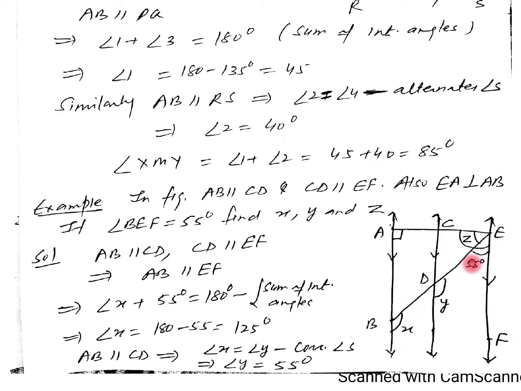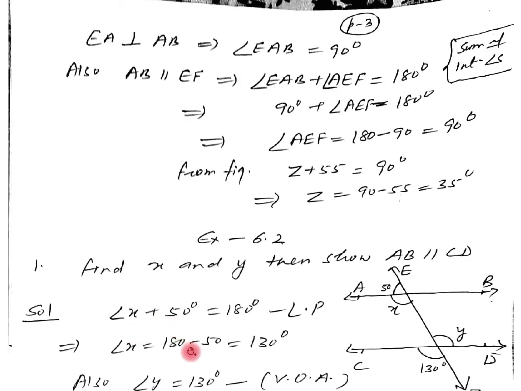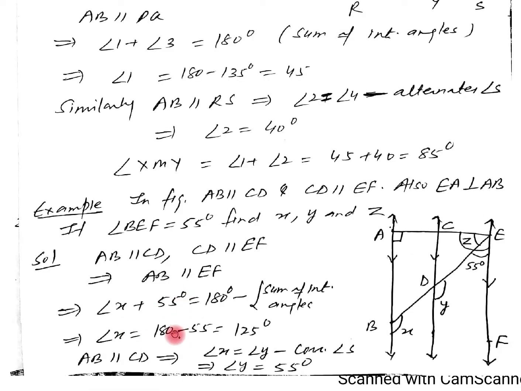Now here AB is parallel to EF. Therefore we can write angle X plus 55 equal to 180 degrees. These are the sum of interior angles. See it again: AB parallel to EF, therefore the sum of this angle plus this angle must be equal to 180 degrees. This implies X equals 180 minus 55 equal to 125 degrees.